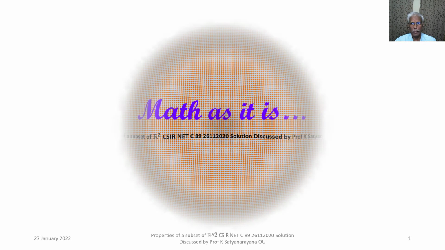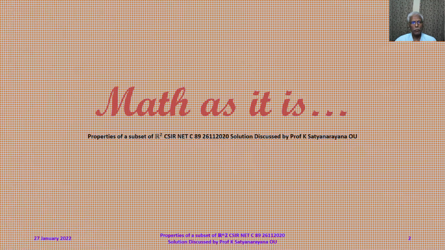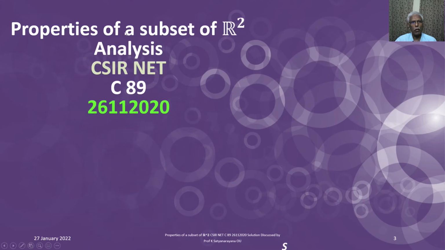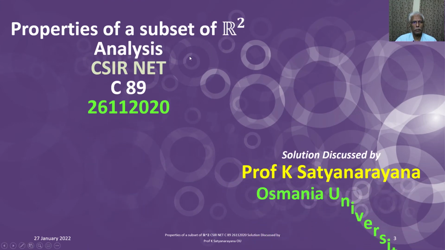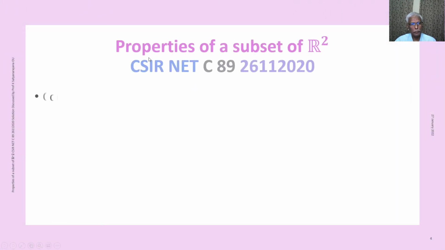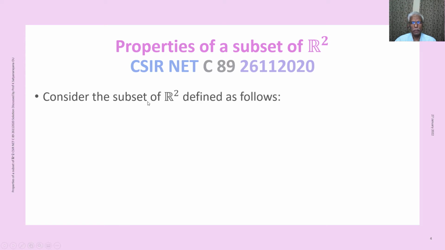We now discuss the solution of a problem from the section analysis, and this question is on the properties of a subset of R square. This question has appeared in CSIR National Eligibility Test held on 26th November 2020, and it is from the section C. The problem is: consider the subset of R square defined as follows.